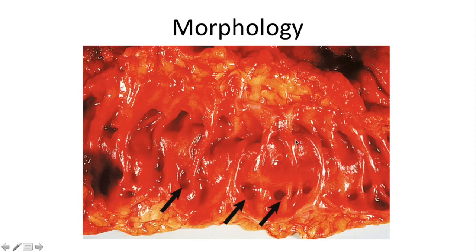So morphologically, this is the view from inside the lumen of the colon, and the arrows are showing some of the openings of the diverticula. So these holes are mouths of the diverticula, which are numerous in this particular specimen.